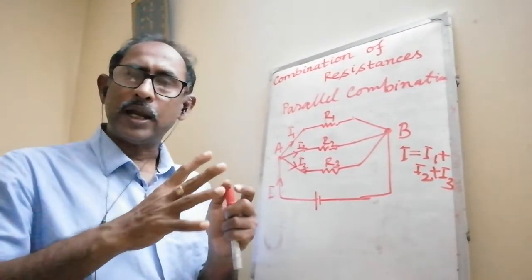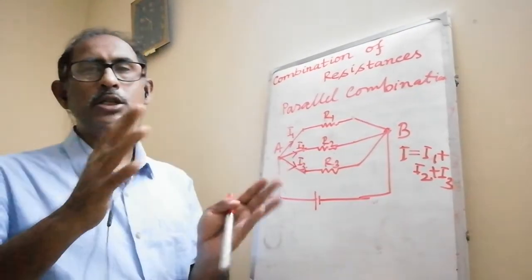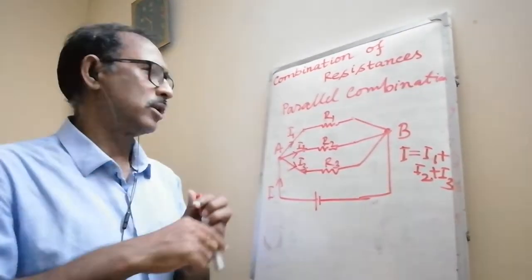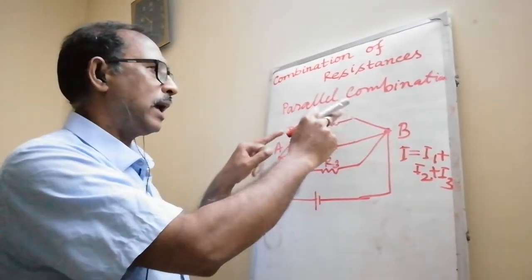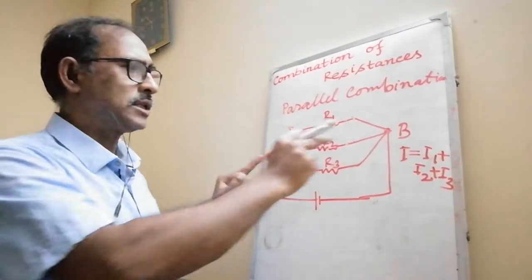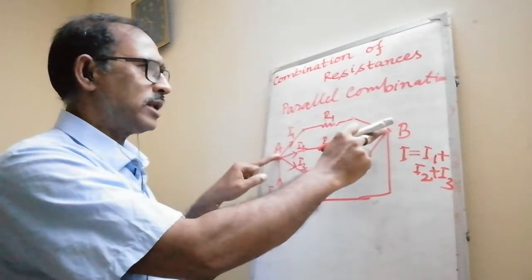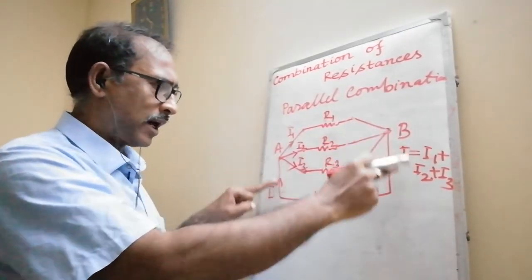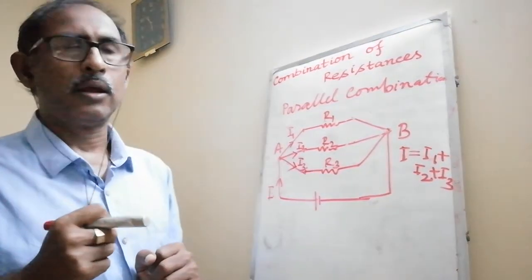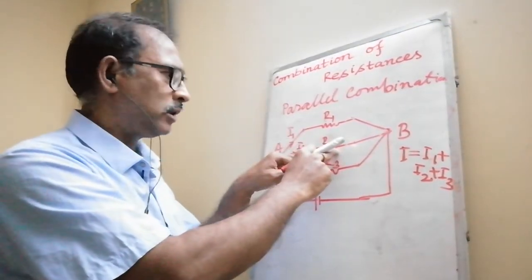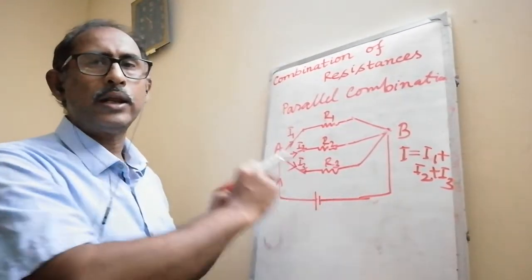So here the circuit current is divided through the different resistors. But two ends of every resistor are connected with the battery directly. Say R1, its two ends are these. These two ends are directly connected with the cell. This is the second resistor. These are the two ends of the second resistor, and it is also connected with the cell directly.